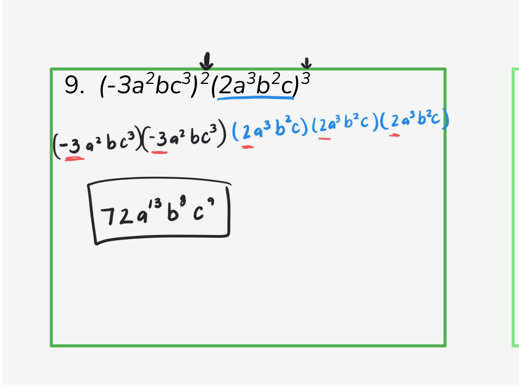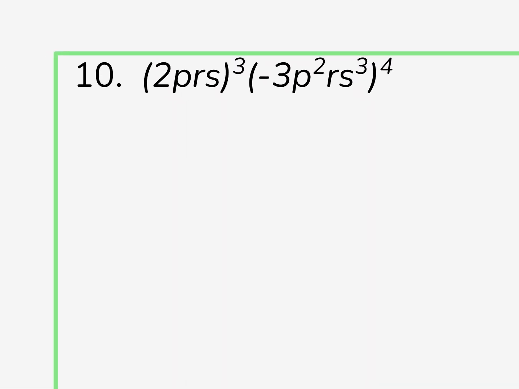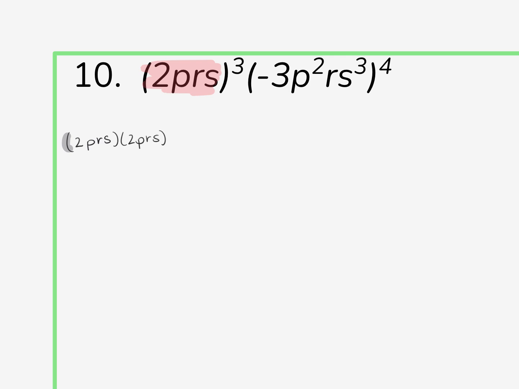Okay, we have one more to do. Okay, so looking at this one, we're going to do the same process. Notice that this first one has this 2prs, but it's raised to the third power. So I have to write 2prs 3 times. So I'm going to start here. 2prs, 2prs, and 2prs. Okay, so that's 3 times there.